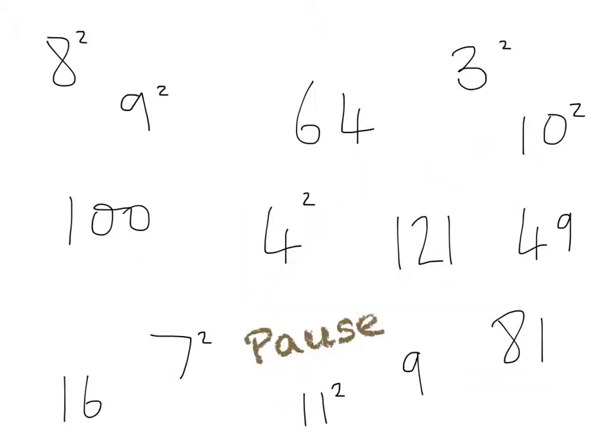Pause this video now, and in your books, join the number that is squared to its product. For instance, 3 squared is 3 times 3, which would be 9. Away you go.